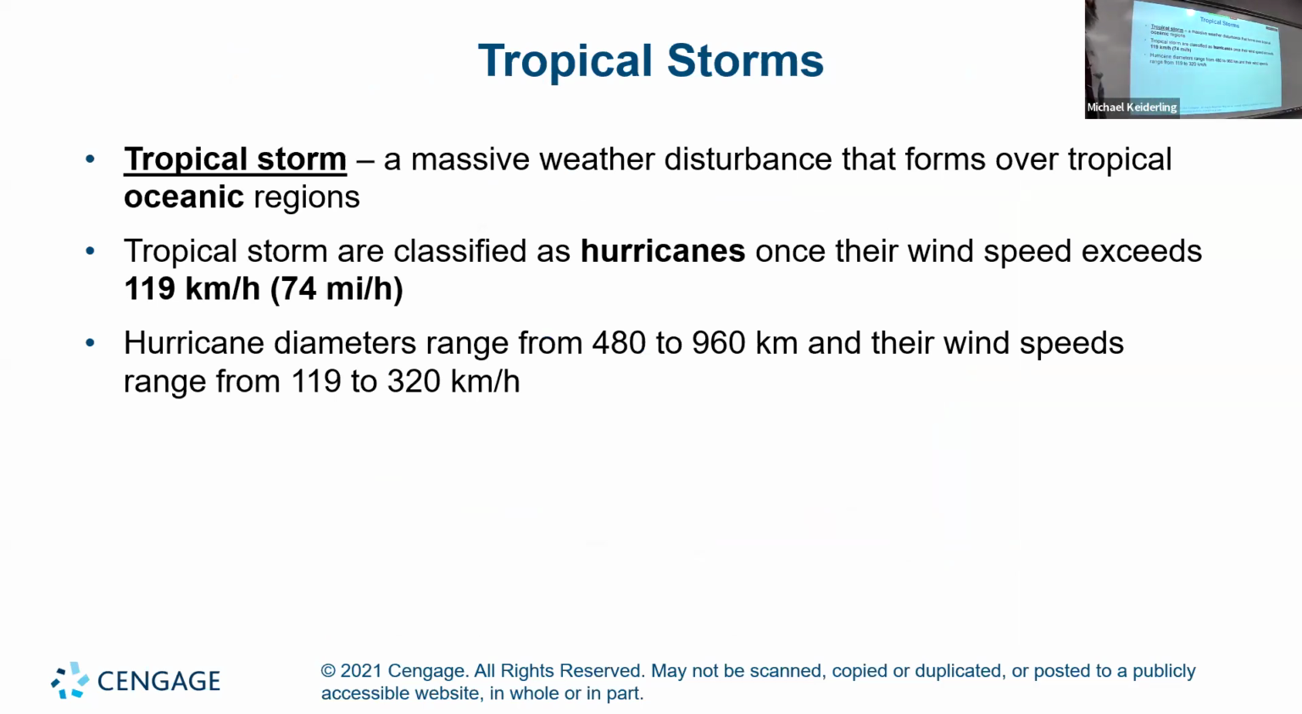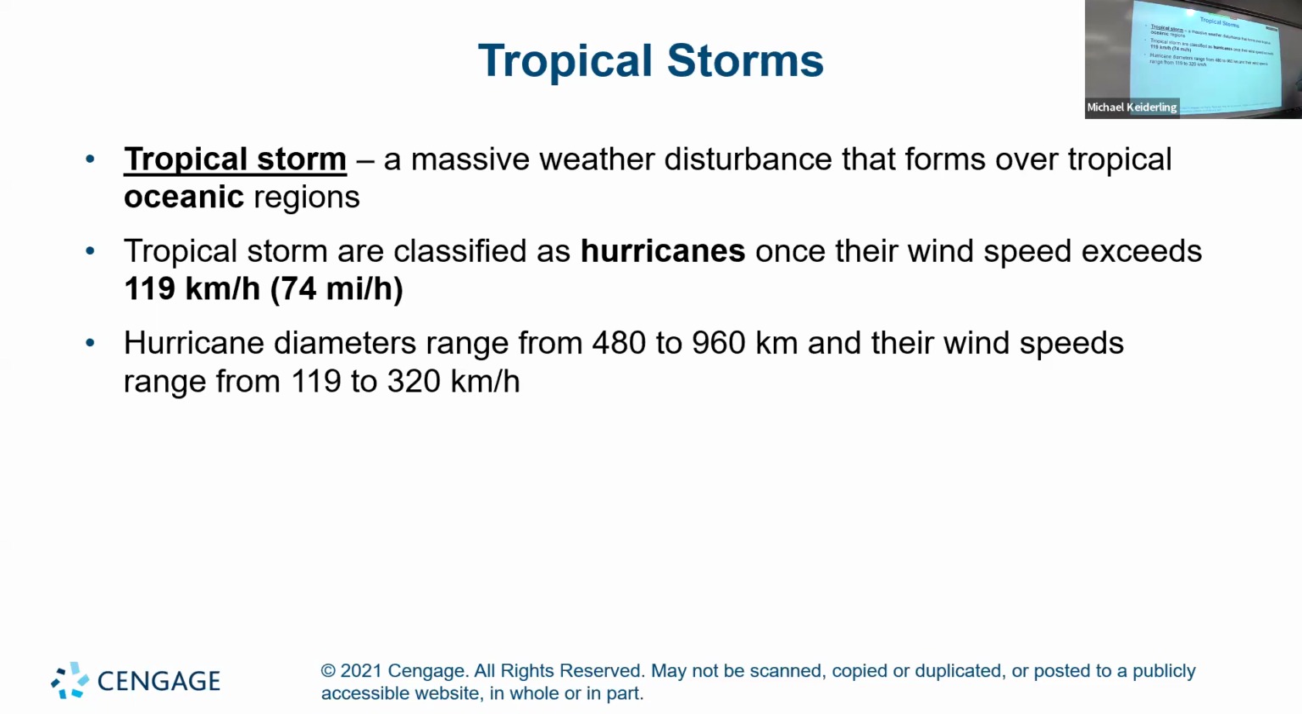So, a tropical storm is a massive weather disturbance that forms over tropical oceanic regions. Tropical storms are classified as hurricanes once their wind speed exceeds 119 kilometers per hour, 74 miles per hour. They're hurricanes in the Atlantic. There are weird naming conventions for tropical storms. They have different names in different regions. They're typhoons in the Pacific, cyclones in the Indian Ocean, but they're all the same thing. So we're just going to call them hurricanes from now on because that's what generally hits the US.